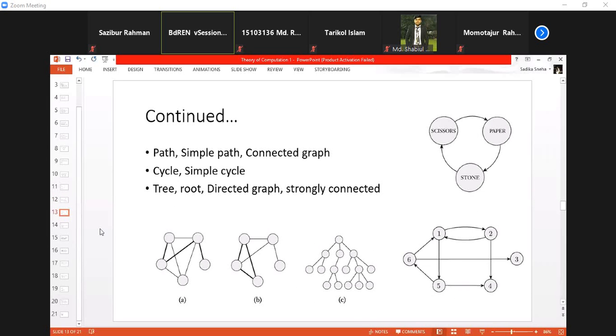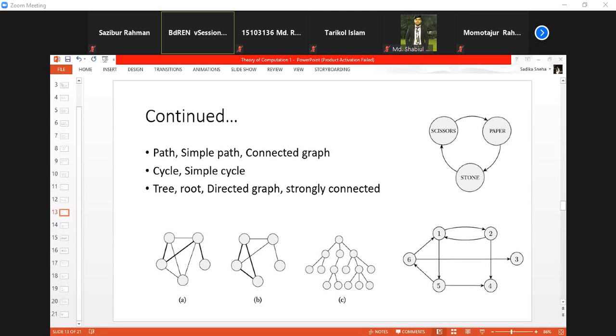So continuing graph, we have many other things like path. Path is our next idea here. So what is a path? A path in a graph is a sequence of nodes connected by edges.